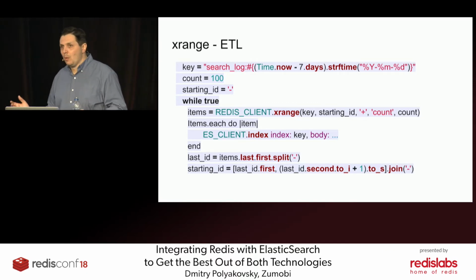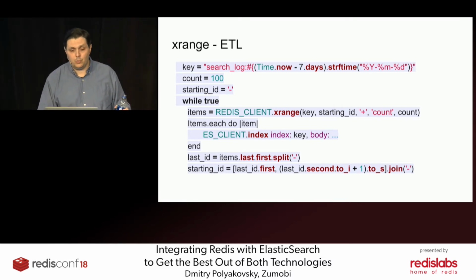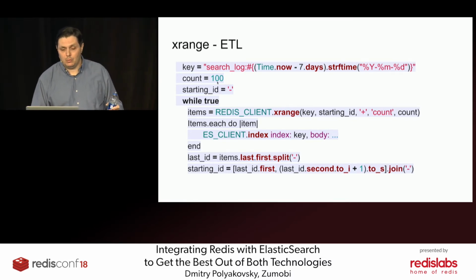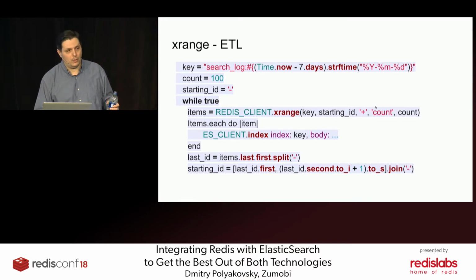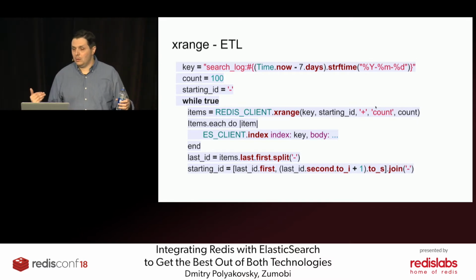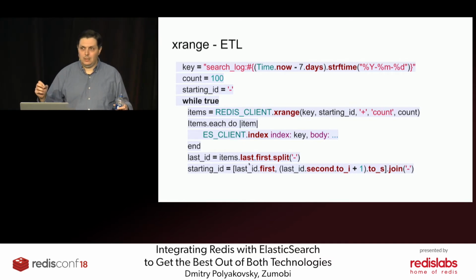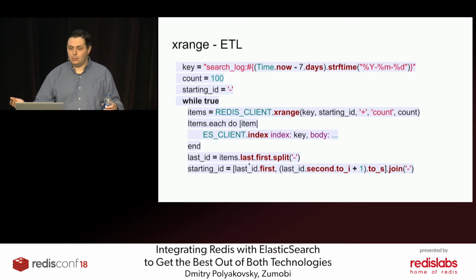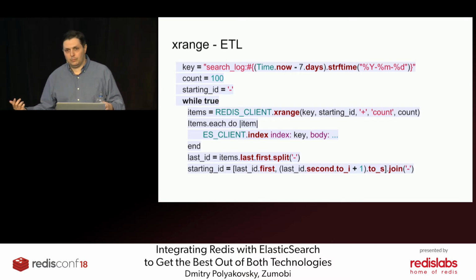And since we don't want to bring back all items for the day because of performance considerations, we're going to specify another parameter called COUNT. And we're going to simply loop through this. We're starting at minus, going to plus, but with a count of 100 that brings back the first 100 records. Then we're doing some processing on them, sending them to Elastic. Then we take the last item ID, split it on the dash, increment the sequence number by 1, and use it as the next starting ID in the next iteration.